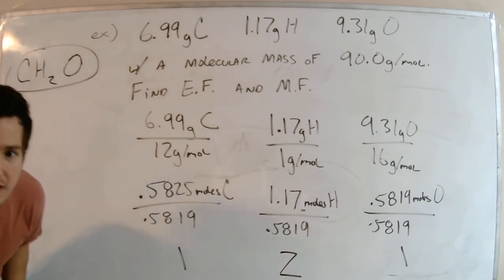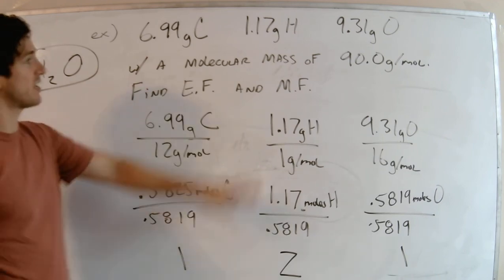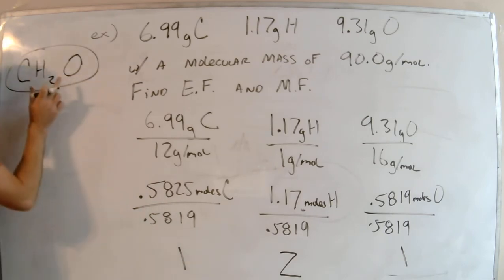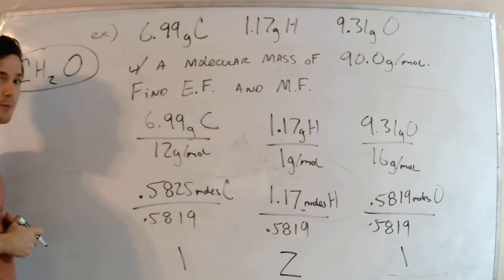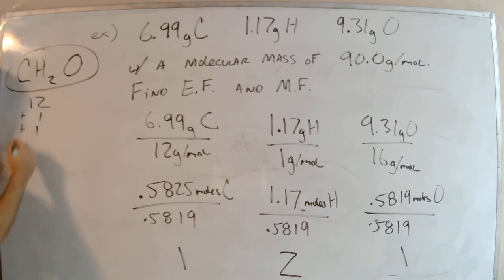But now I need to go ahead and figure out my molecular formula. So to do that, remember, we have to take that molecular mass that they're always going to give us and divide it by the molar mass of our empirical formula. That'll tell us how many empirical formulas are in our molecular formula. So the molar mass of this is 12 plus 1 for each hydrogen plus 16, which gives us an empirical formula molar mass of 30 grams per mole.